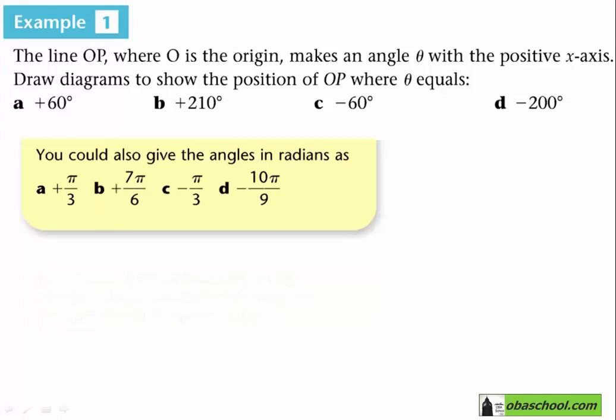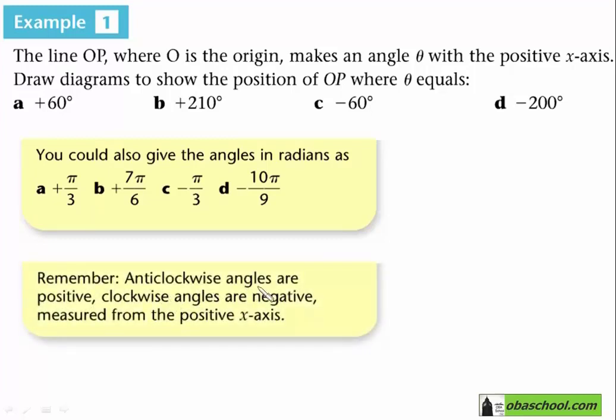And you should pay attention that the anti-clockwise angles are positive. Anti-clockwise means in the opposite direction. Clockwise angles are negative, measured from the positive x-axis. Clockwise means in the same direction as the clock moves. So the objective of this tutorial is to understand the concept of the positive and negative angles to use them later in the chapter.